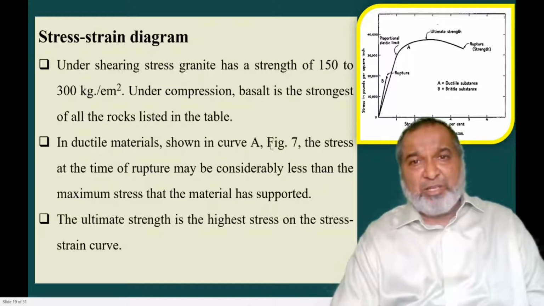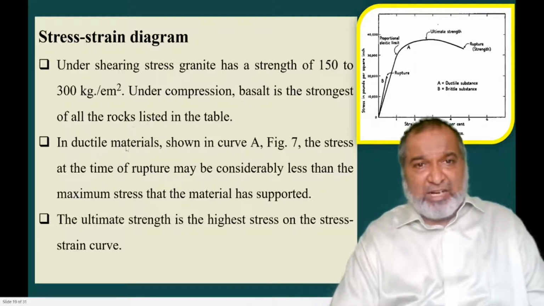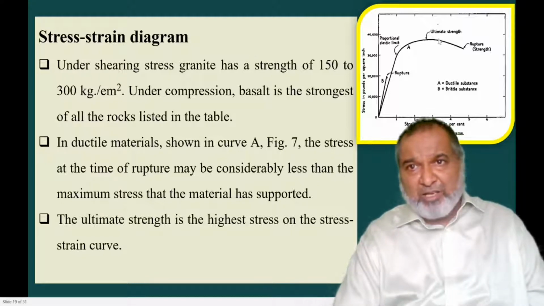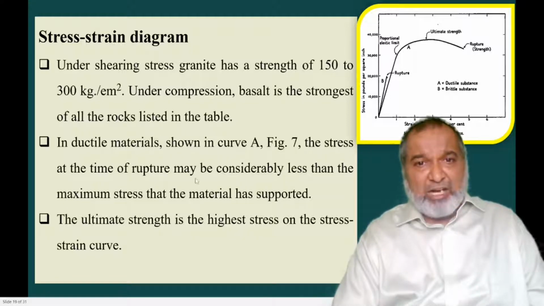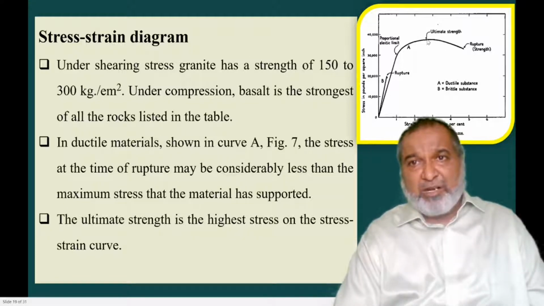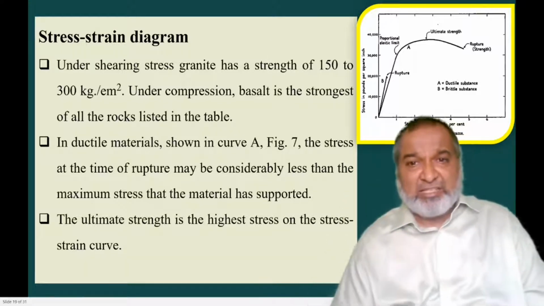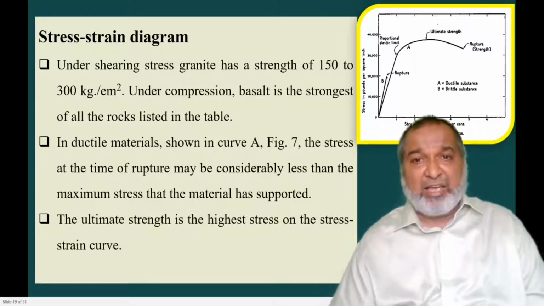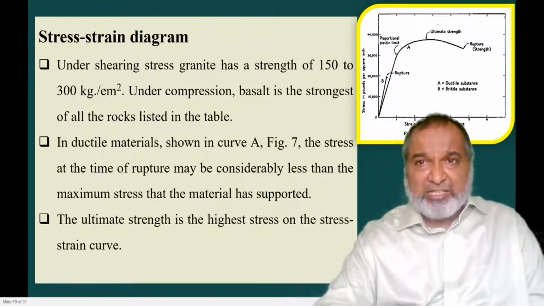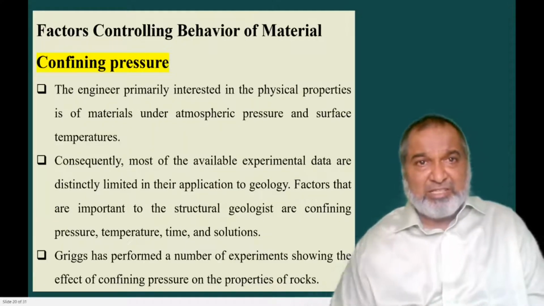Consider the ductile material shown in the curve. The stress at the time of rupture may be considerably less than the maximum stress which is supported. The maximum support is the ultimate strength. You can see it has come down. The ultimate strength is one important definition: ultimate strength is the highest stress on the stress-strain diagram.